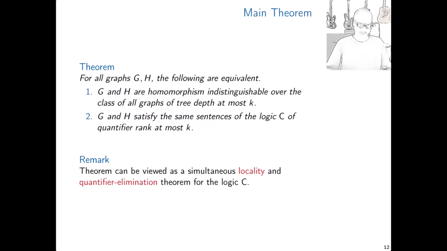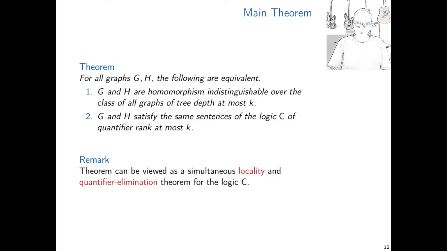One remark I have on this theorem: we can view the theorem as a locality theorem because, as I said, graphs of bounded tree depth have bounded radius. So homomorphisms or homomorphic images of graphs of bounded tree depth always have bounded radius. So these homomorphism numbers only depend on basically local neighborhoods in the graph.